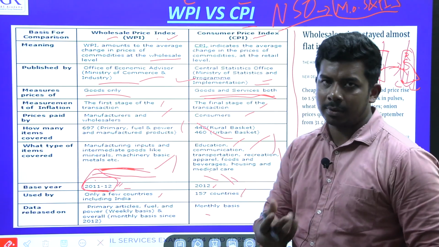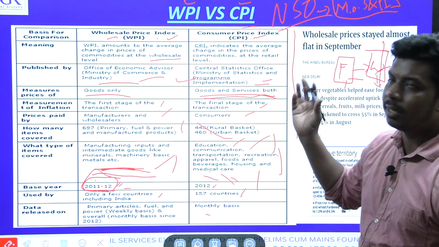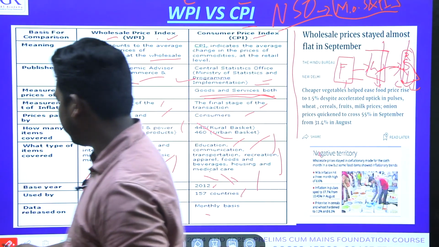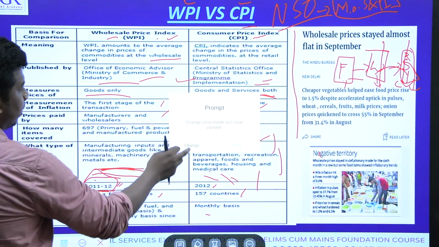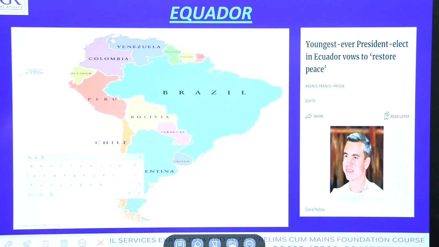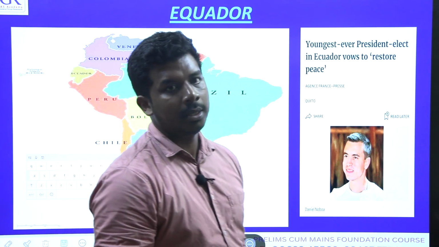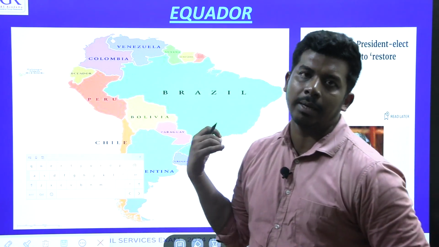CPI is most widely used across the world because it directly impacts the customer. So that is CPI versus WPI. I hope you have understood. Just Google about it. I have given you more than necessary for prelims. If you want to know more, you need to know more only about the mains.